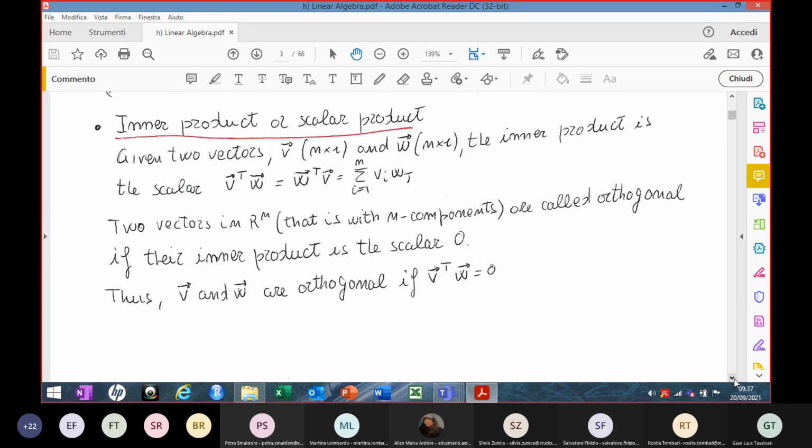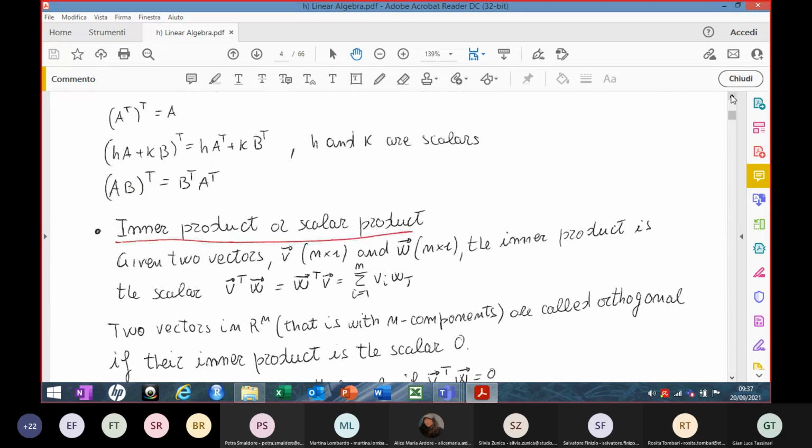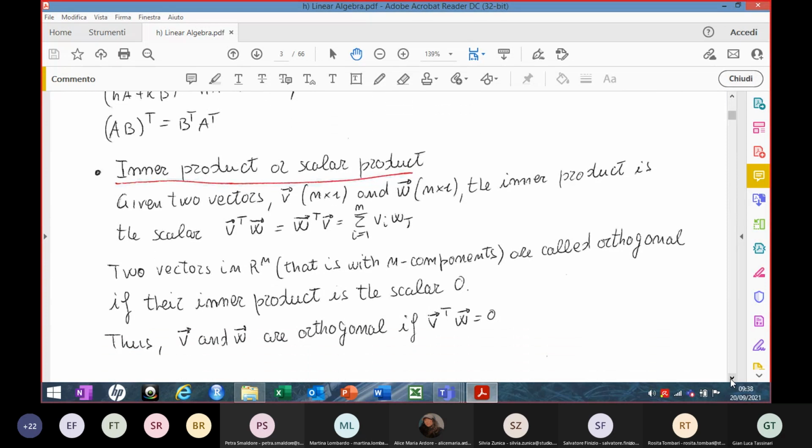Here, guys, in a moment we have the last things, and then we have exercises. The last things, okay: inner product or scalar product. And here I defined it.